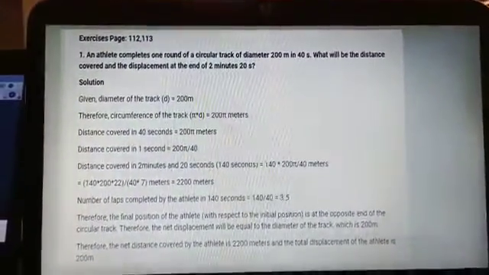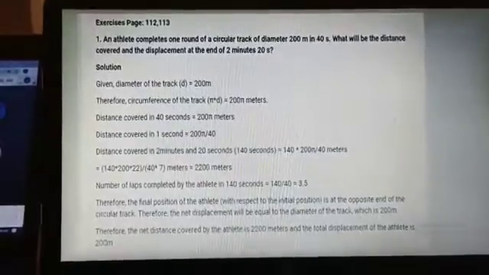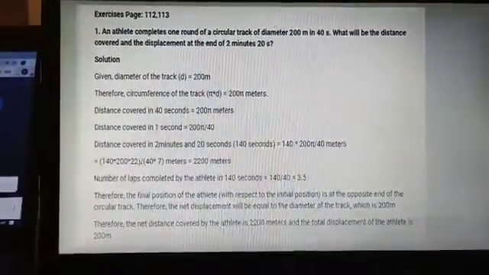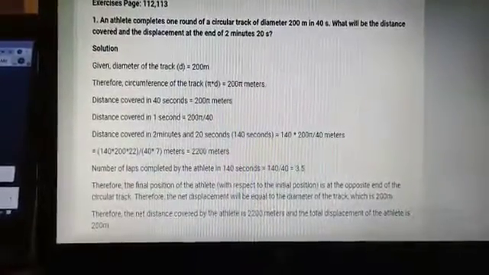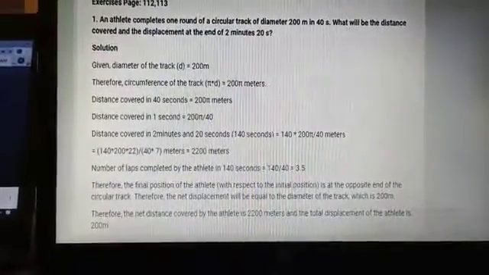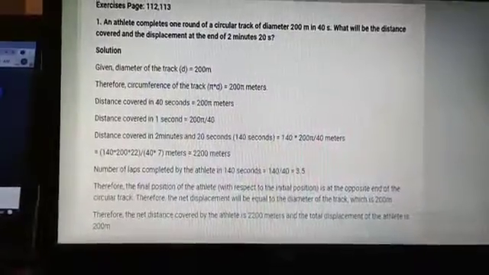First question, this is on page number 112 and 113, the questions. First question, an athlete completes one round of a circular track of diameter 200 meters in 40 seconds. What will be the distance covered and the displacement at the end of 2 minutes 20 seconds?